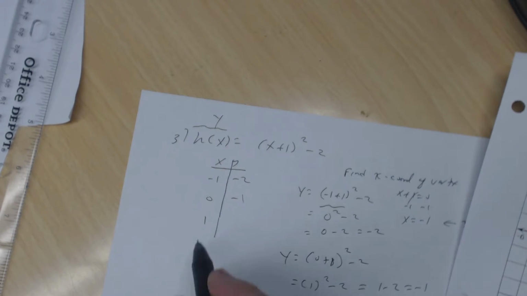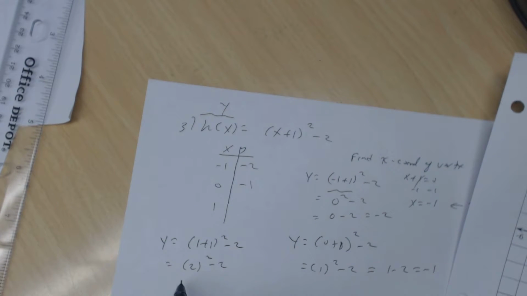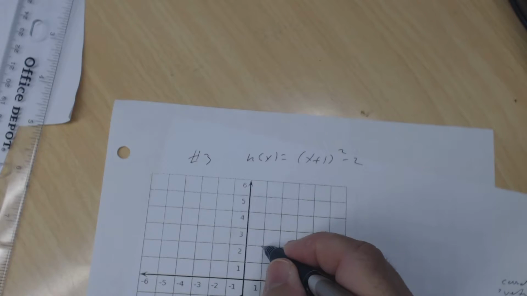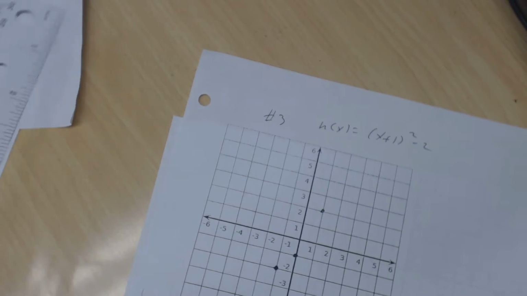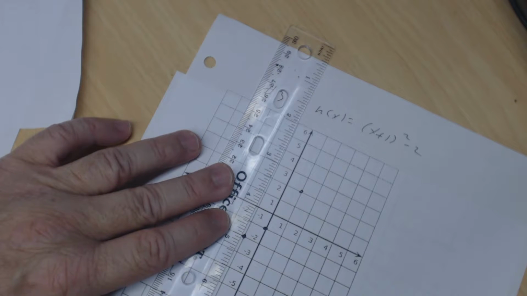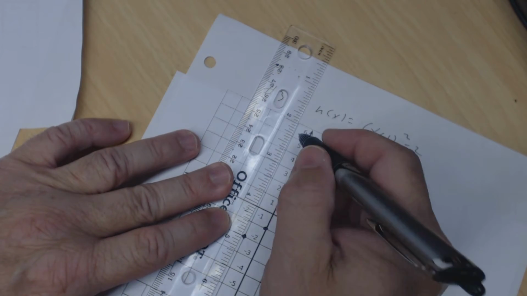So if x is, let's say, 1, I get y equals 1 plus 1 squared minus 2. 1 plus 1 is 2, so 2 squared minus 2. 2 squared is 4, 4 minus 2 is 2. So I'll put the point 1, 2. So 1, 2 is here. All right, now I'm going to draw the axis of symmetry to help me. The axis of symmetry goes through the vertex.